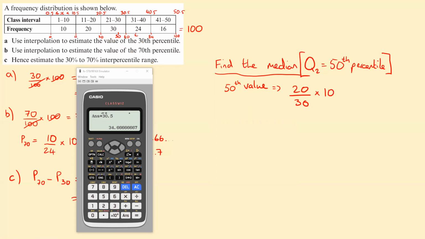And then of course, to find the last little bit, I need to remember I started at 20.5. So I'm going to need to add that on. So I just have to calculate that. So 20 times 10 is 200 divided by 30 and then add 20.5. I'm just pressing equals. So that gives me a value of 27.16, which again, I'd just round to 27.2.